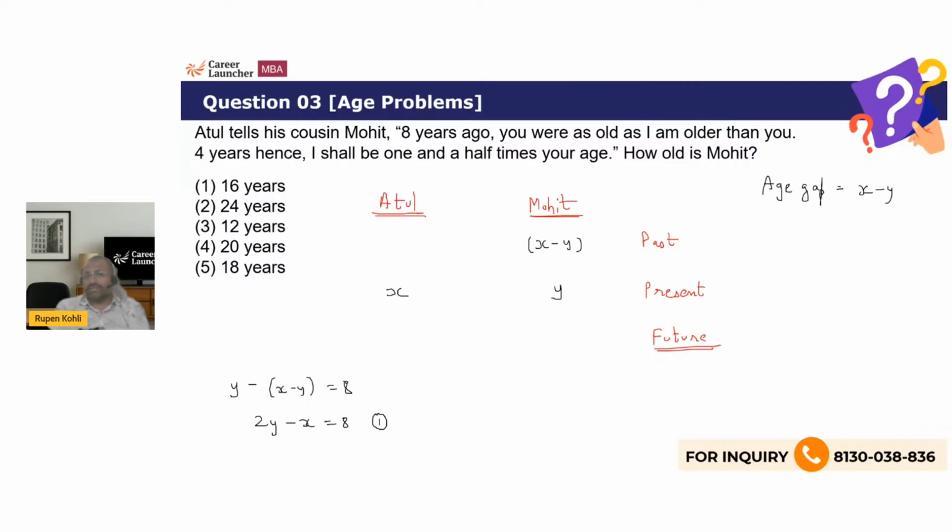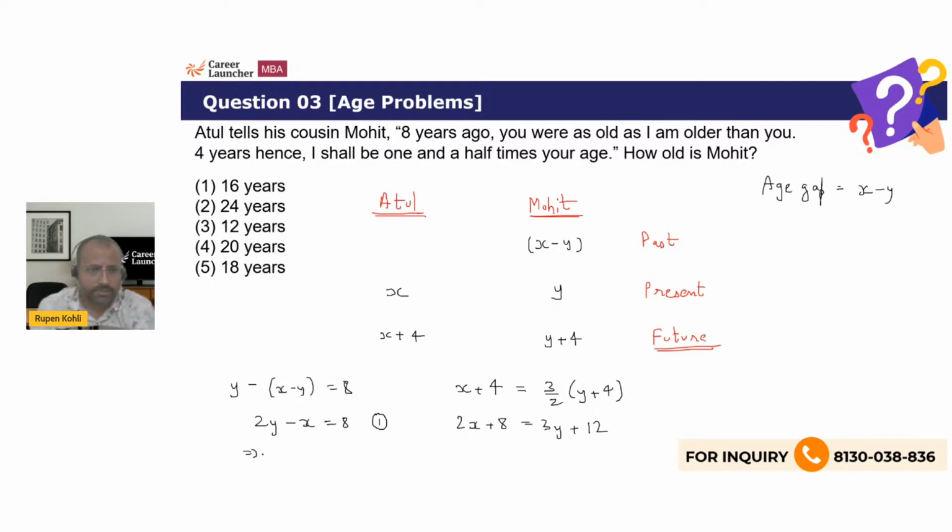Now, 4 years hence, we can write another equation. So he will be X plus 4, he will be Y plus 4. I shall be 1.5 times your age, so we'll get another linear equation that X plus 4 is going to be 3 by 2 times Y plus 4, which we can simplify to get another equation, to get the values of X and Y, right? So we're getting 2X plus 8, cross multiply, simplify, equals 3Y plus 12.